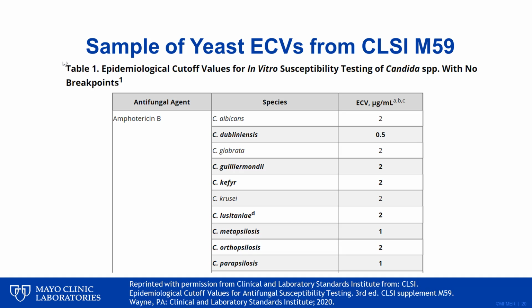At the time of this recording, species-specific ECVs are currently available for the most common Candida species, as well as for Cryptococcus neoformans, Cryptococcus deuterogattii, and Cryptococcus gattii. Additional ECVs are continuously being considered by standard setting organizations.